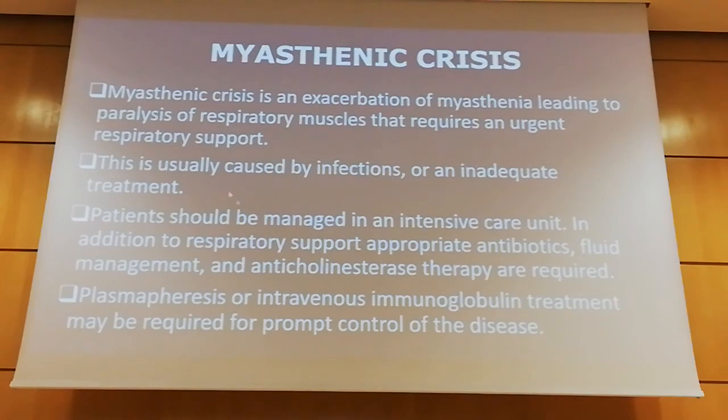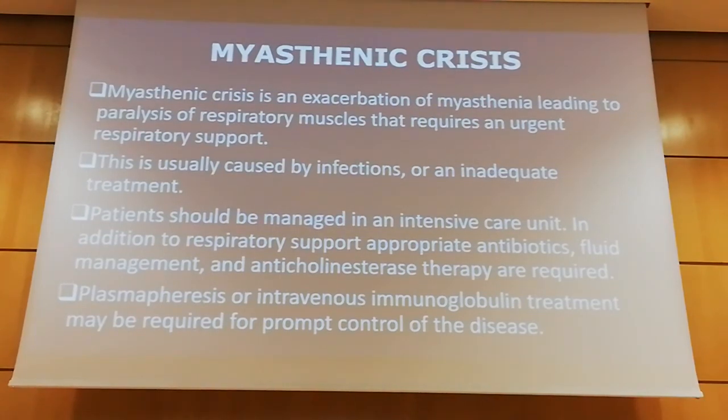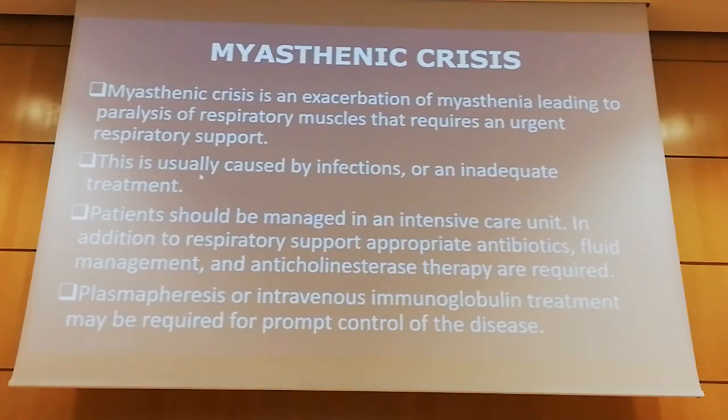Now, myasthenic crisis is the extreme phase, or the extreme spectrum, of this disease. Where does it happen? Usually accompanied by infections or inadequate treatments, and those patients have to be managed in the intensive care unit. Why? Because of the risk of cardiorespiratory failure. And here you need to use everything at your disposal in order to bring the patient back from this crisis.